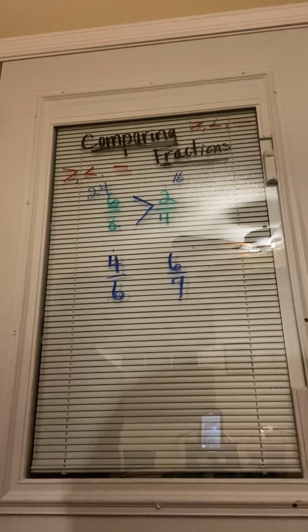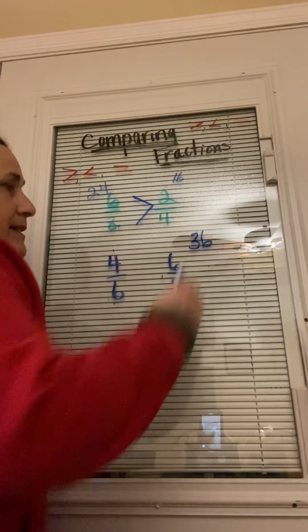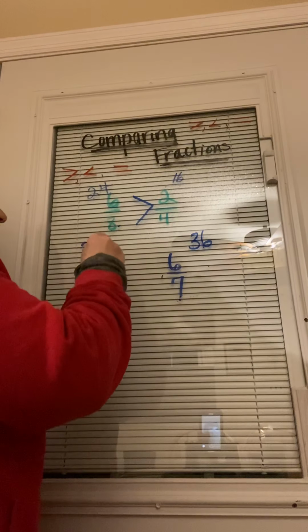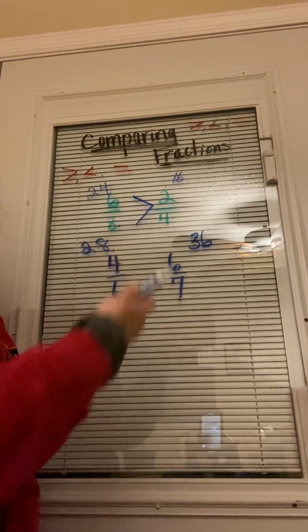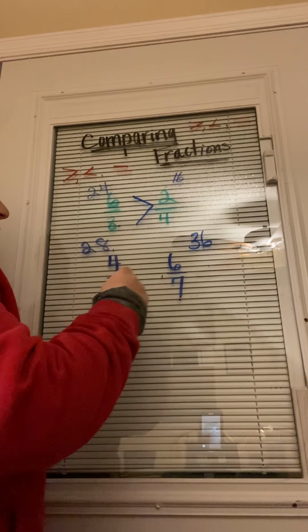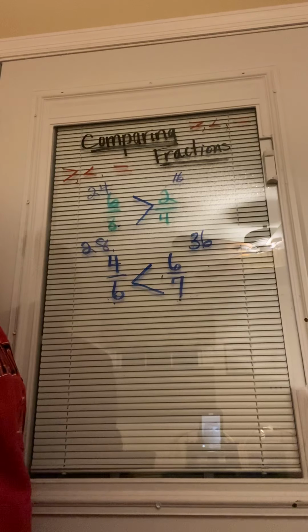Let's see if it works with this one. 6 times 6 is 36. 7 times 4 is 28. Which happened to be our top numerators from the last one. So we know that 4/6 is less than 6/7.